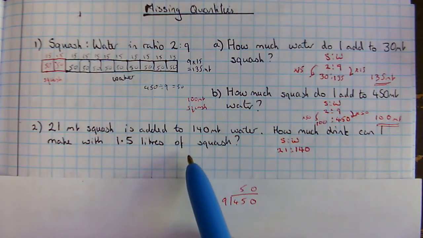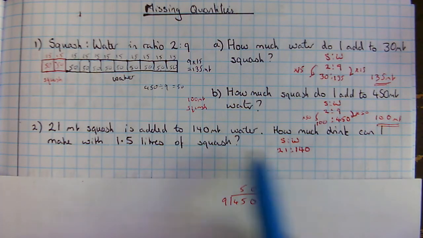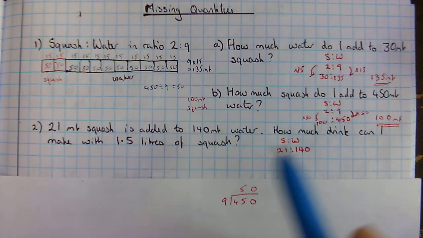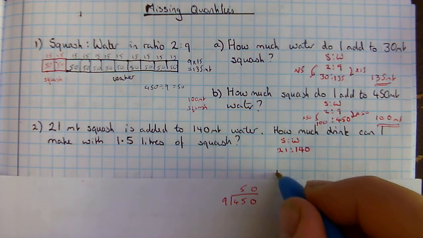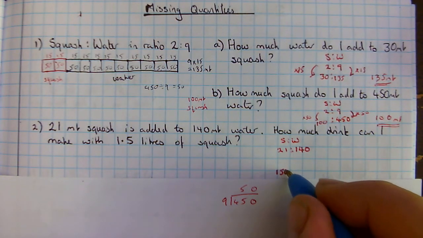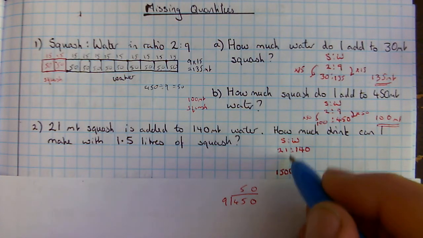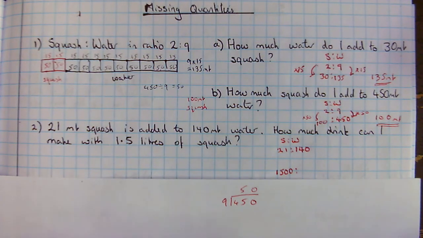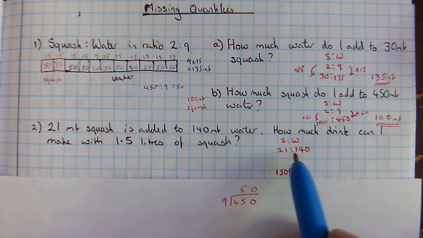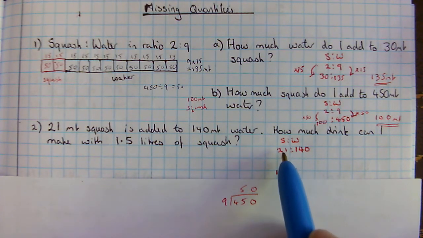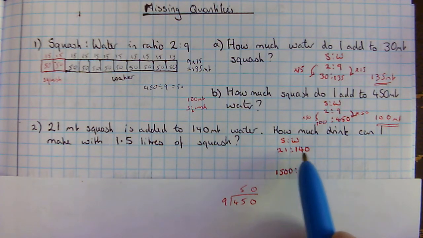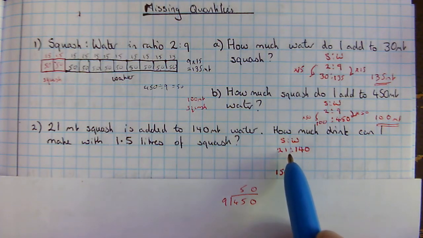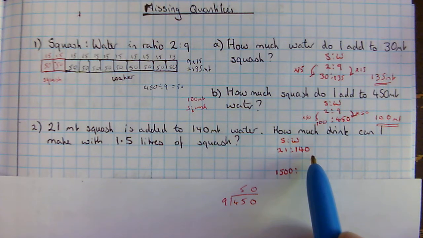Now, this wants me to get up to 1,500 millilitres of squash. Now, my problem here is that I can't see mentally how we go from 21 up to 1,500. So we're trying to spot something here. Some of you may have seen that it is not given to us in its simplest form. So the first thing that we're going to want to try and do is get this into its simplest form.